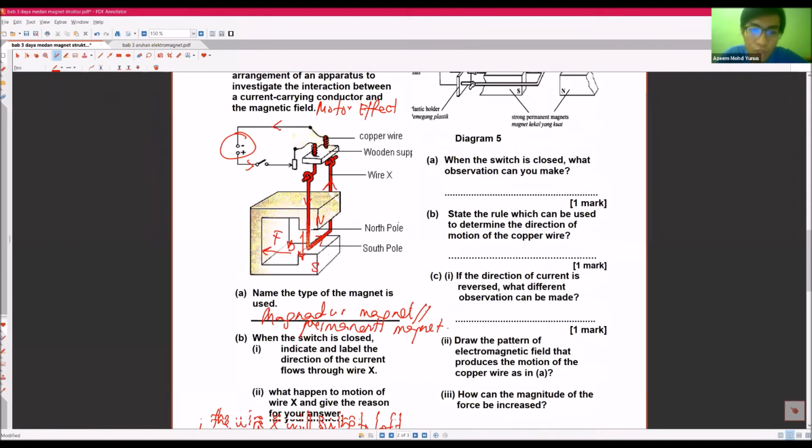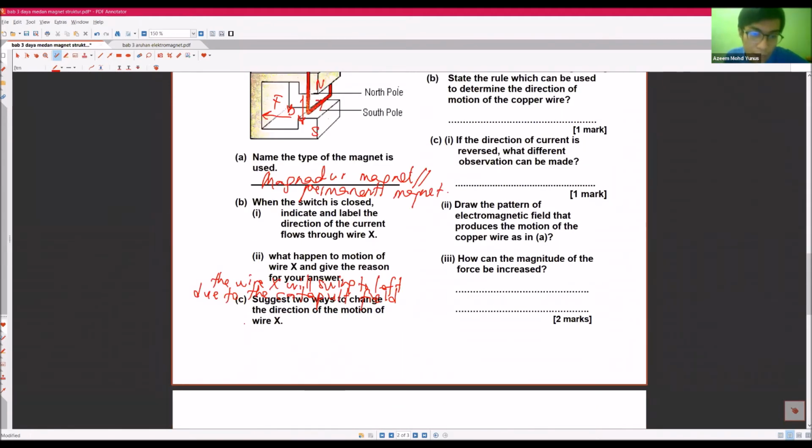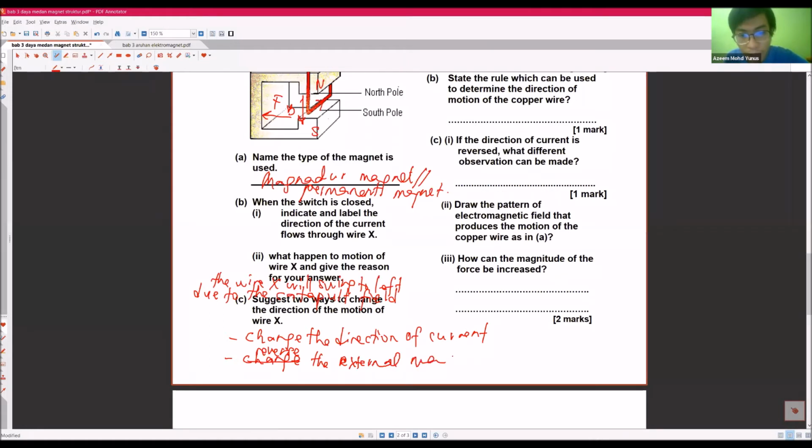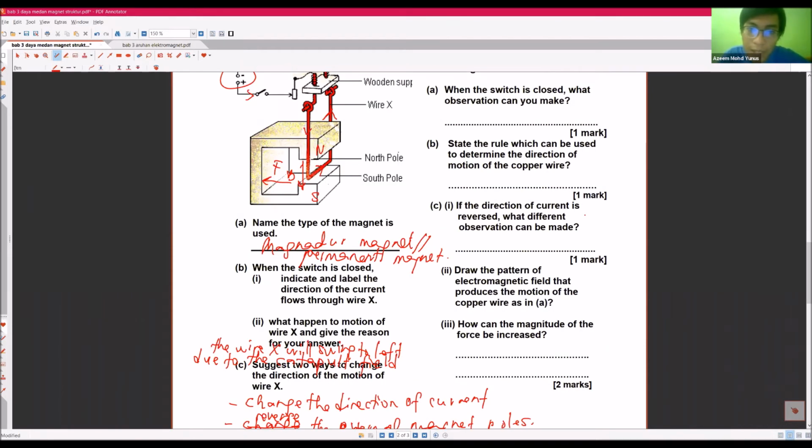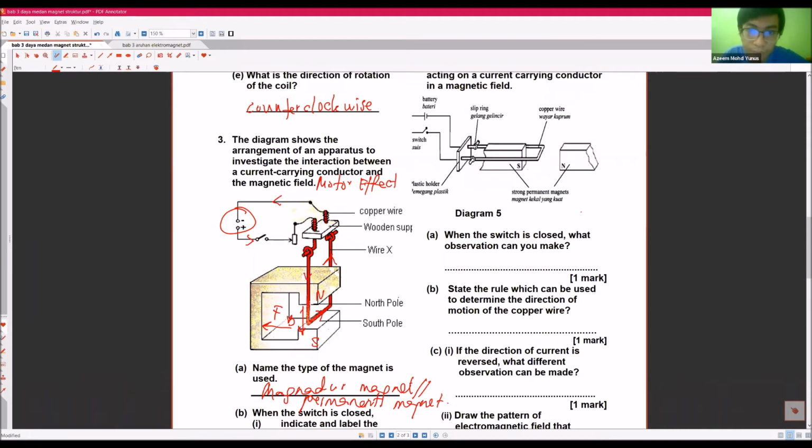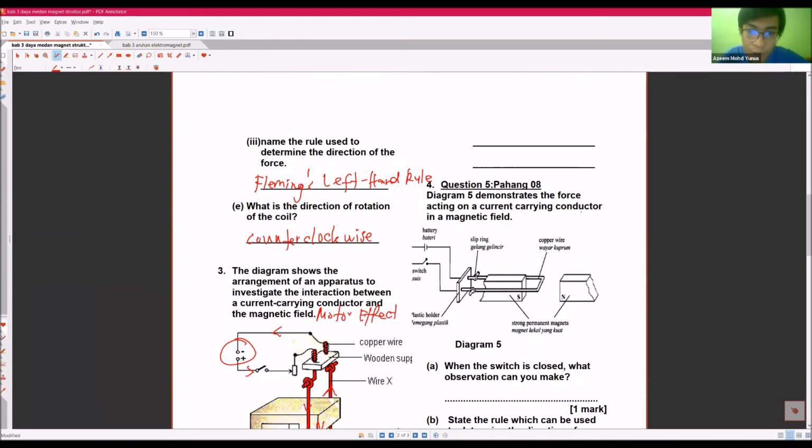There are two ways to change the direction of the motion. First, change the direction by reversing the terminals of the battery. Next, change the poles. Reverse the external magnet poles. So change the direction of the current and the direction of the motion.